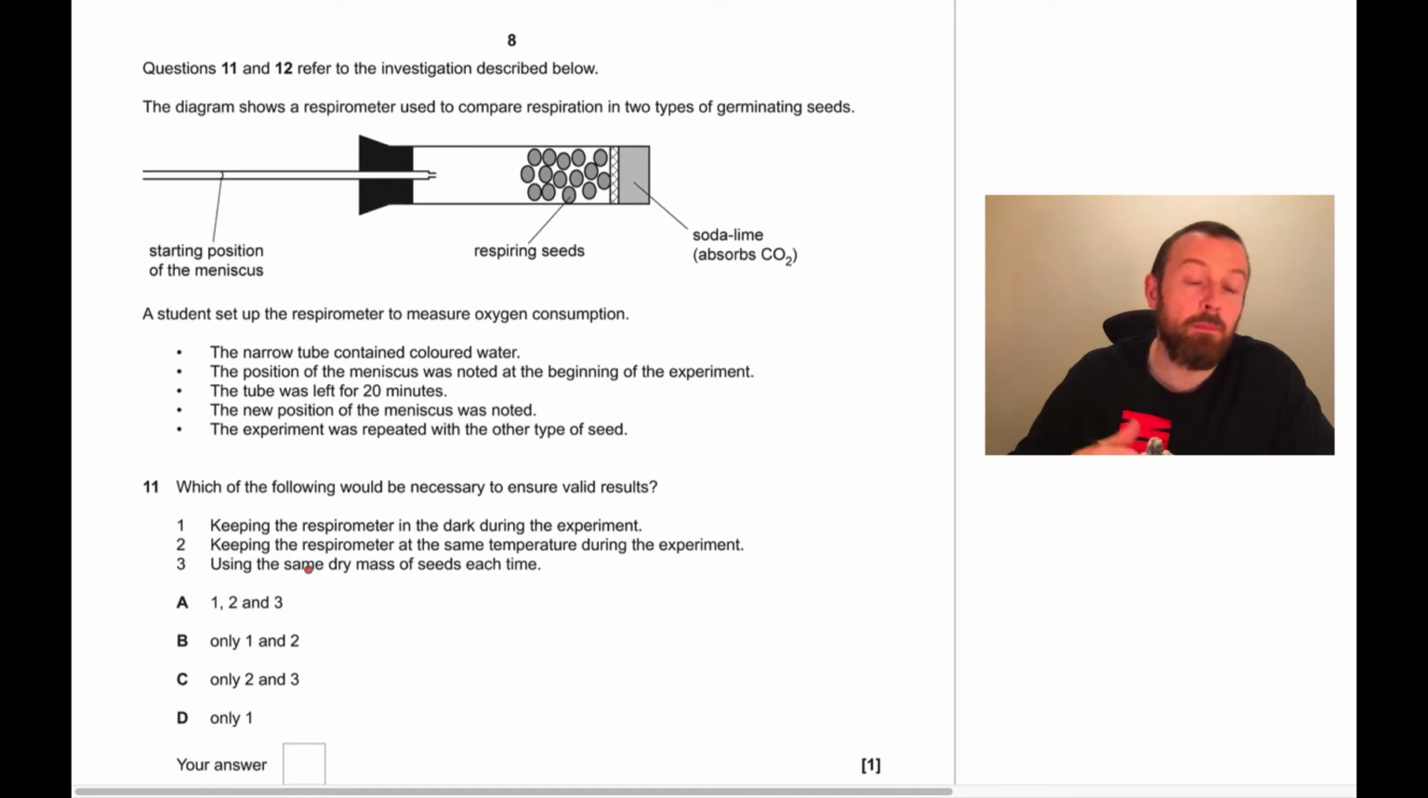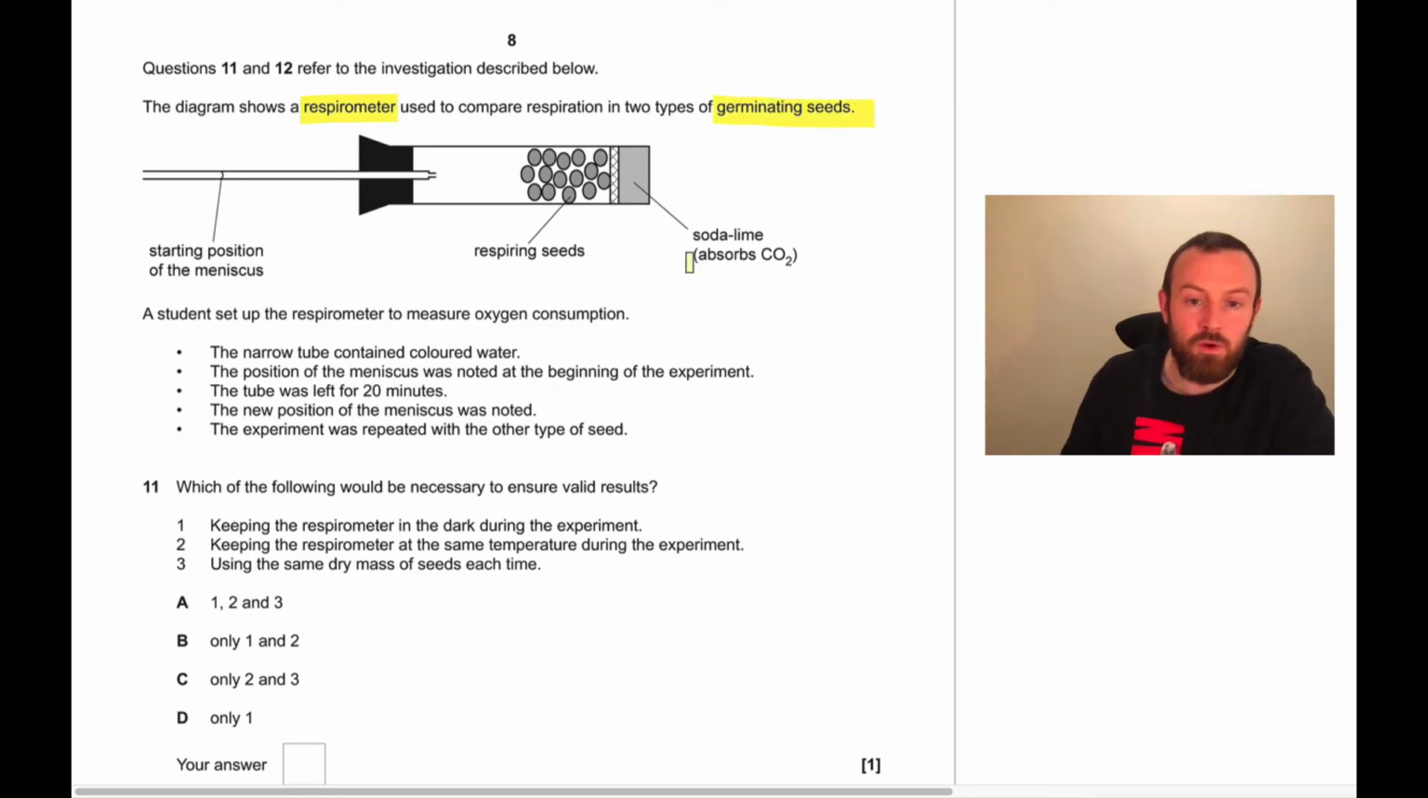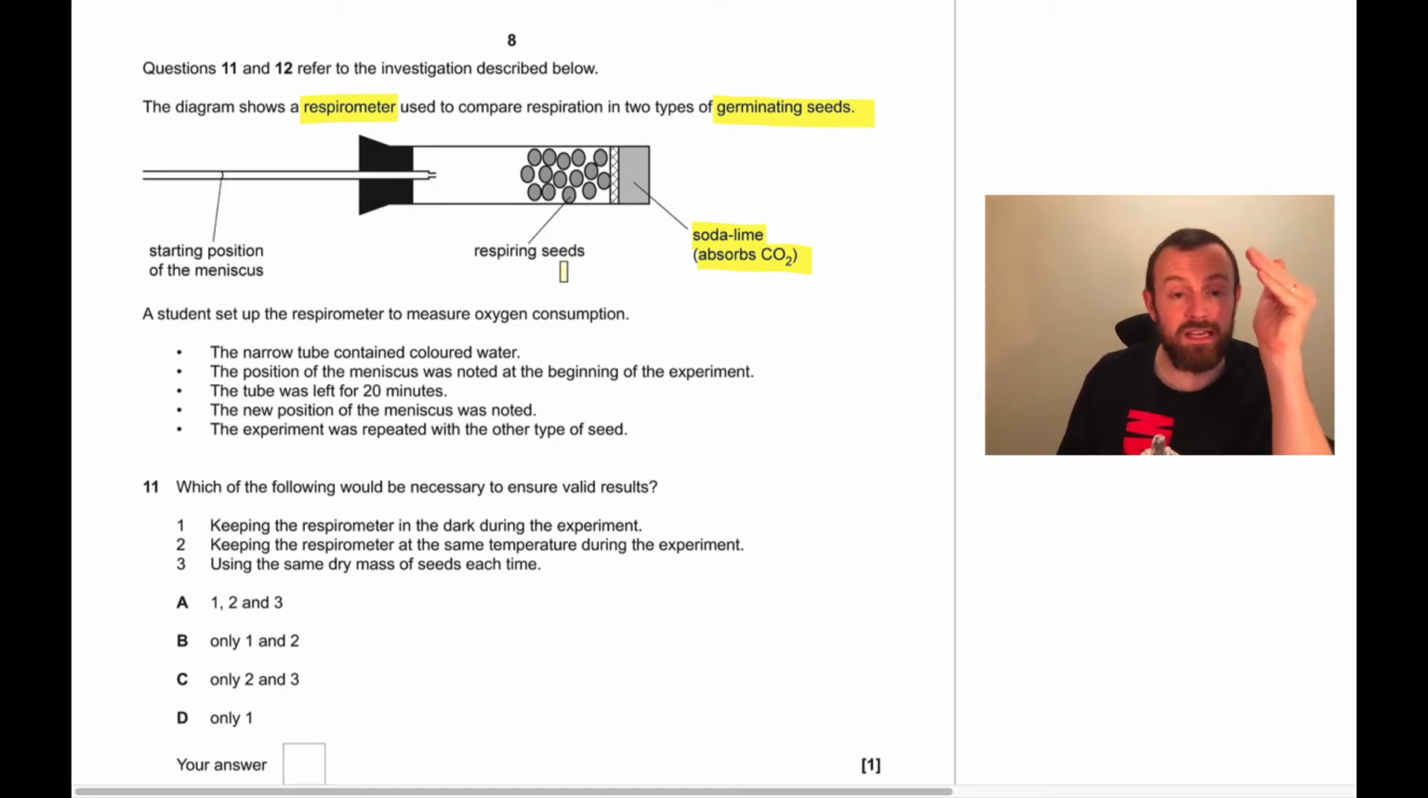Okay, another double question. 11 and 12 refer to the investigation described below. We've got two marks to get here, so let's make sure we understand the experiment. It's a respirometer. We've got some germinating seeds in here, and the soda lime absorbs carbon dioxide, so any carbon dioxide produced in respiration is going to be absorbed. Seeds are respiring, so they're going to be producing CO2. Remember, seeds are not photosynthesizing. Yes, they're plant seeds, but there's probably no light, and they're mainly just respiring.